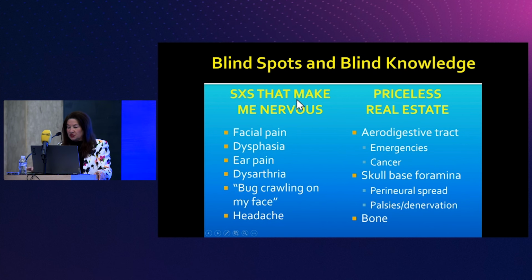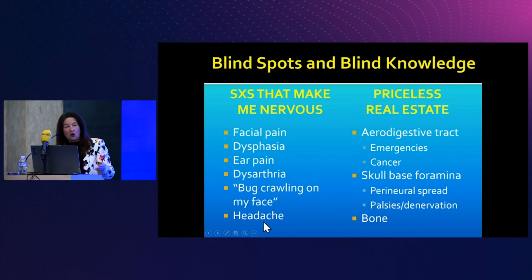So these are symptoms that should make each of you very nervous. Facial pain, I don't care. Facial pain scares me. When I get facial pain, I am looking at every skull-base foramina. Dysphagia, ear pain, usually referred from oropharyngeal lesions, piriform sinus lesions, dysarthria. Okay, that scares me. When somebody tells me they feel a bug crawling on their face, I know they have perineural spread. And headaches. Now, headaches are very common.